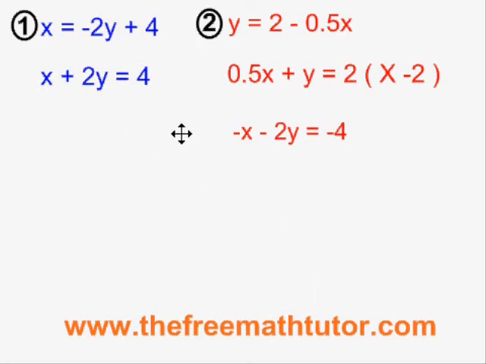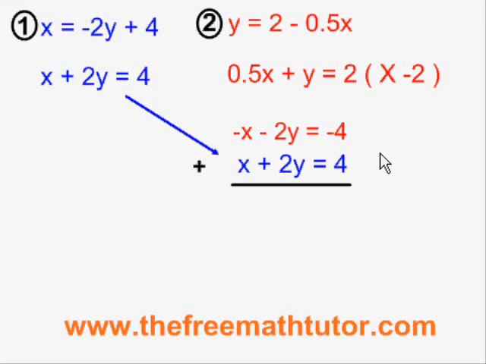The next thing to do is to line the two equations up, one above the other, so I can do my addition. And it will look like this. Now, when I do my addition, negative x plus x is equal to 0. Negative 2y plus 2y is equal to 0. And negative 4 plus 4 is also equal to 0. So I end up with the statement 0 equals 0 when I do my addition.